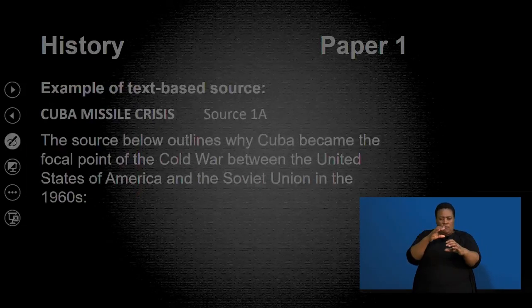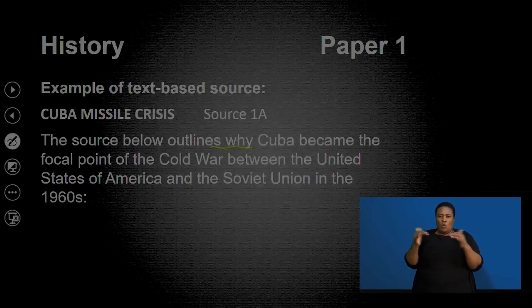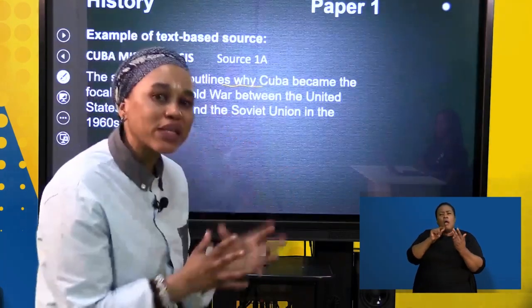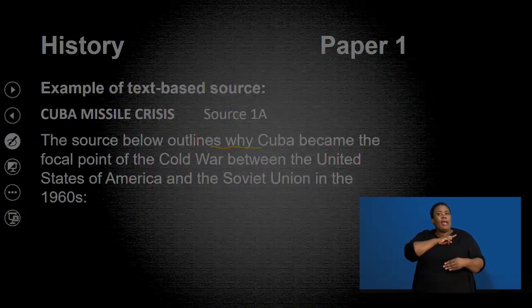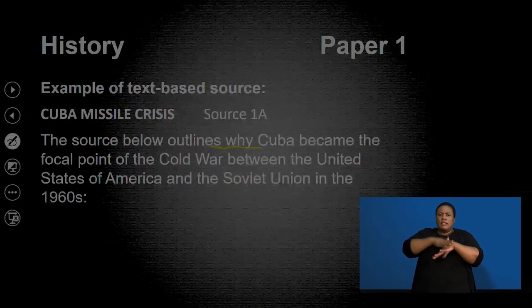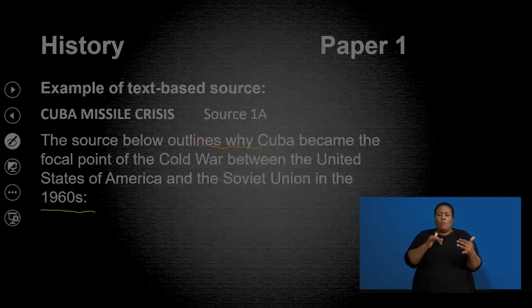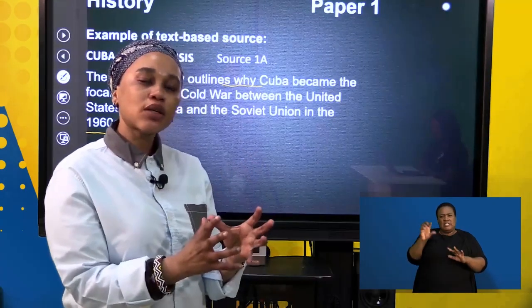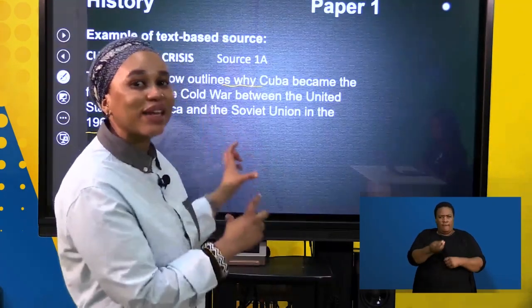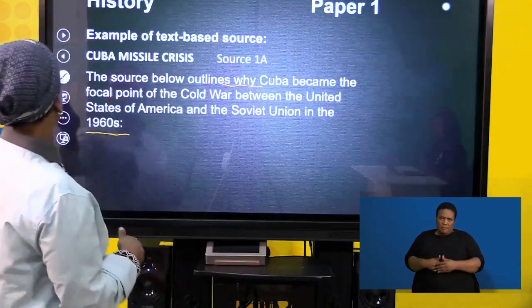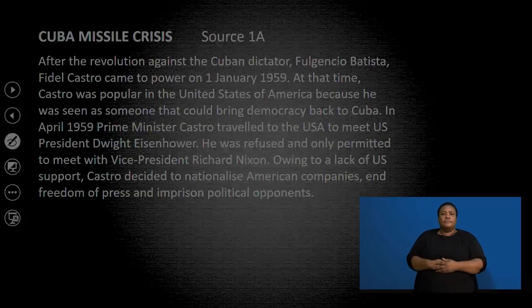So now, if you look at this, it says why. This is very important. So you already know, even before reading the source, that it's going to give you reasons why Cuba became the focal point of the Cold War between the United States of America and the Soviet Union, and it tells you that it's in the 1960s. So already you have a lot of information that you can use in the answer just from reading the caption before you read the actual source.